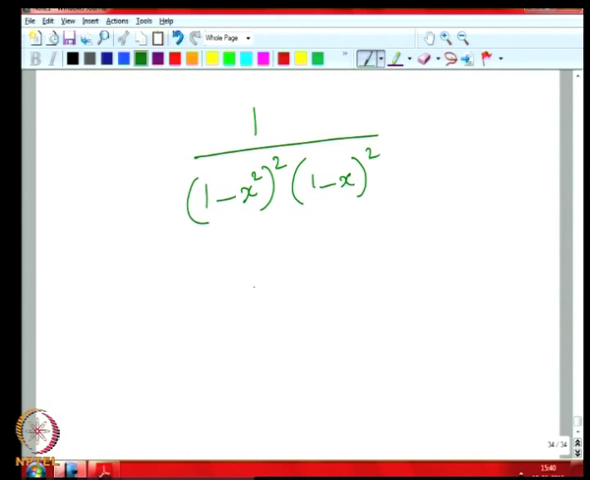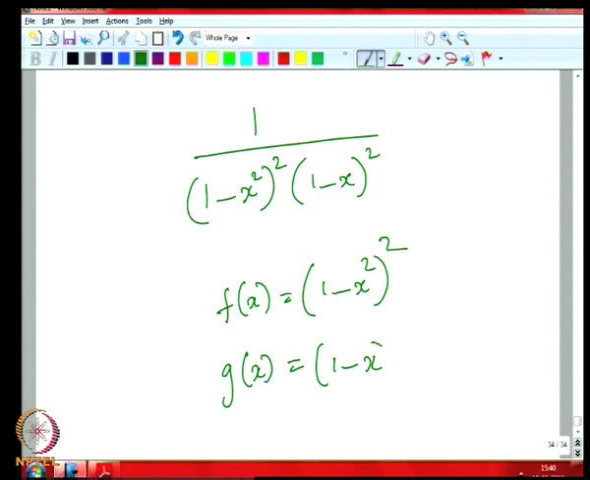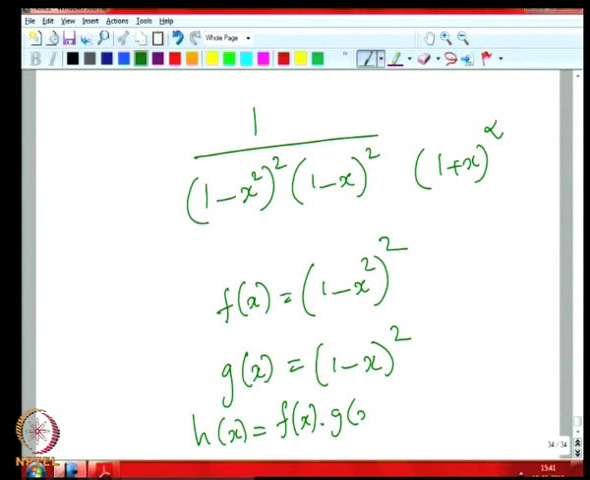So here suppose I take f of x equal to 1 minus x square whole square and g of x equal to 1 minus x whole square. For both of these I know how to expand using the formula 1 plus x raised to alpha, right. And now I am interested in the coefficient of x raised to n in h of x, which is f of x into g of x, right.